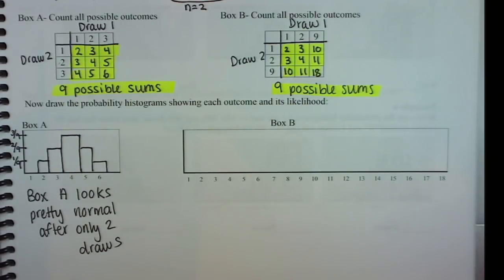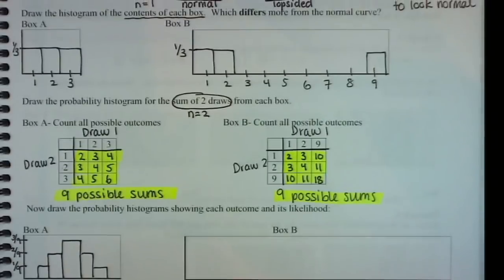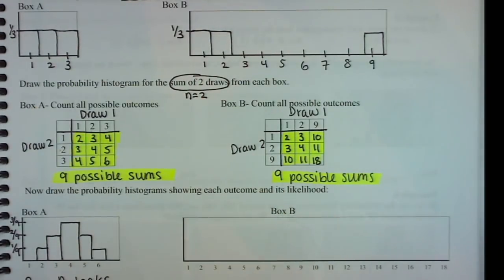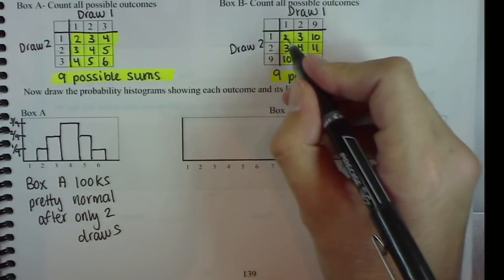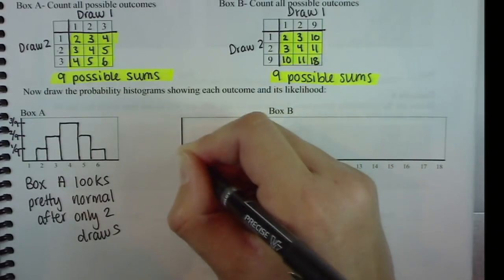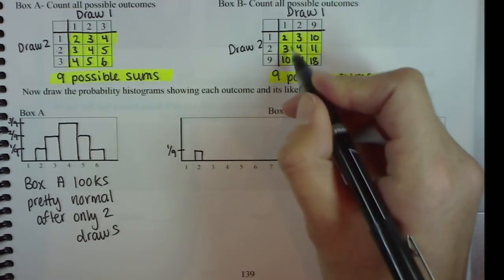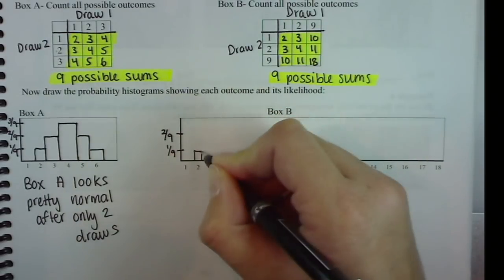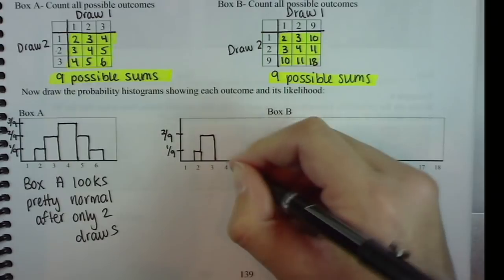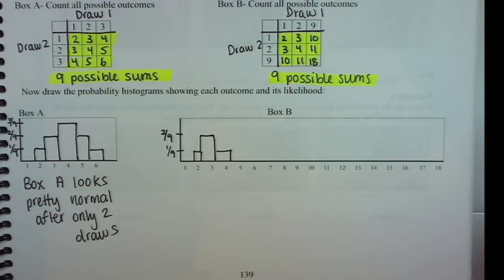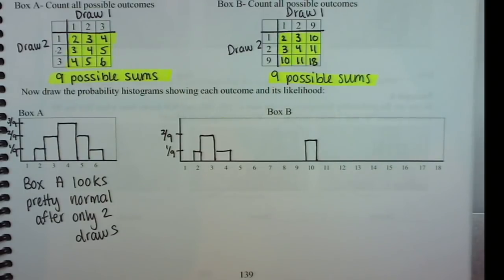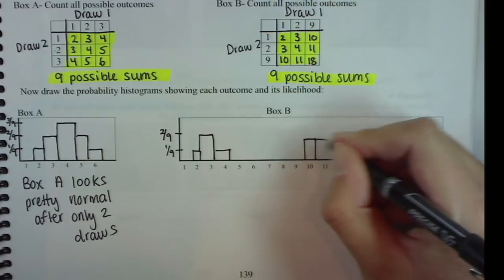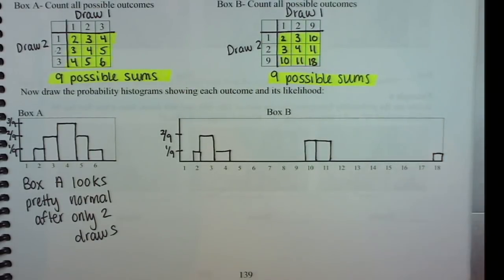So after just 2 draws, I see the central limit theorem in action with box A. From this original histogram to this one, we're definitely looking more and more like the normal curve. Let's see if the same thing happens for box B. There's a 1 out of 9 chance to get a 2, 2 out of 9 to get a sum of 3, and 1 for the sum of 4. And then we skip, there's no 5 all the way through. The next number is 10. There's a 2 out of 9 chance of getting a 10, there are also 2 11s, and then there's 1 18.